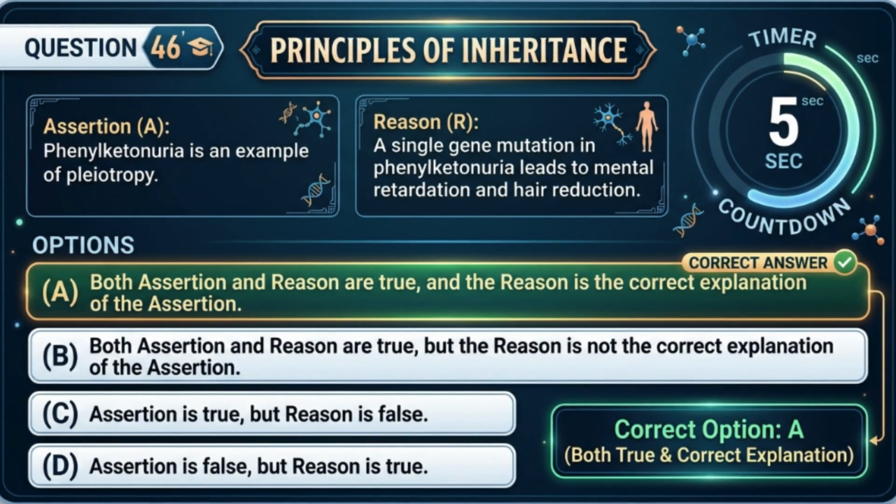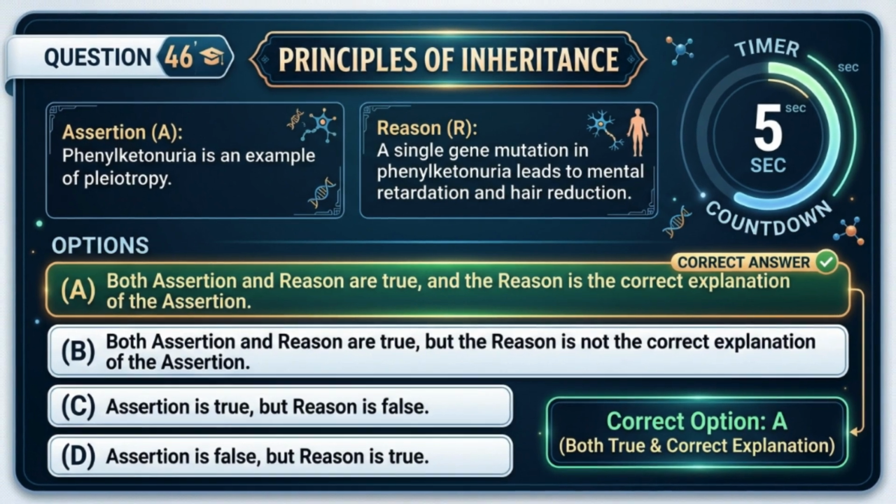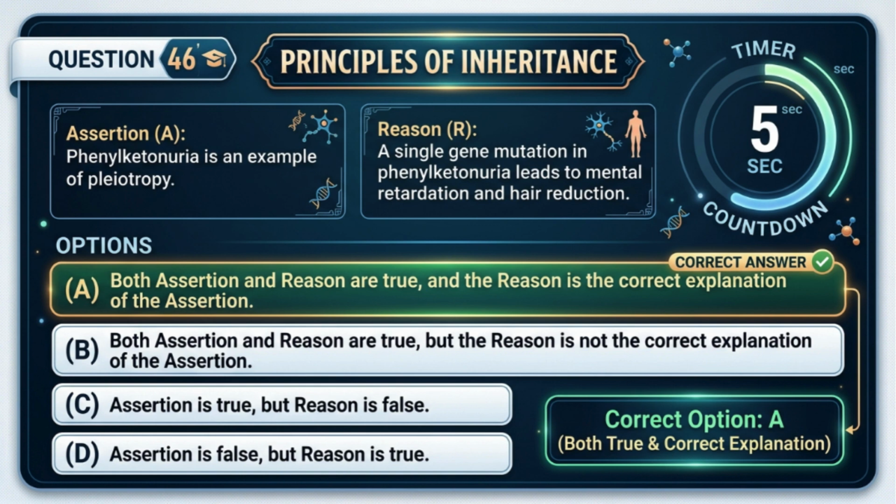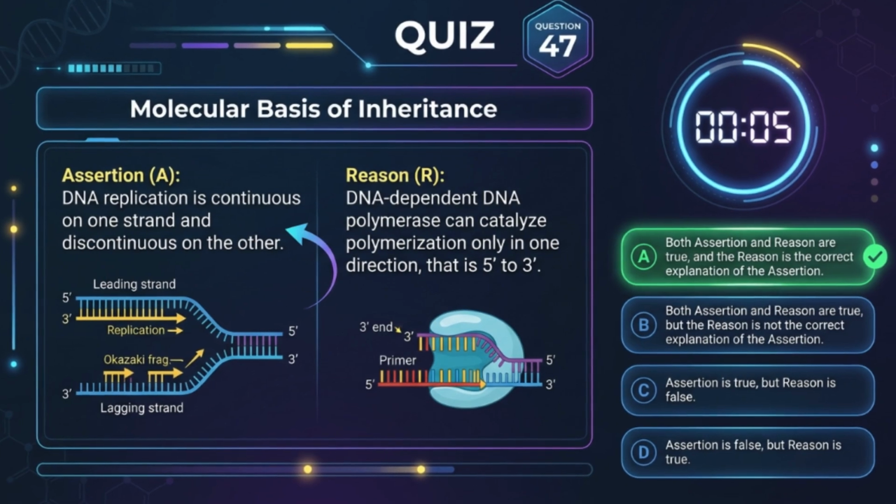Question 46. Principles of inheritance. Assertion A: Phenylketonuria is an example of pleiotropy. Reason R: A single gene mutation in phenylketonuria leads to mental retardation and hair reduction. 3, 2, 1. Phenylketonuria is a classic example of pleiotropy. Why? Because a single gene mutation results in multiple unrelated phenotypic expressions, like mental retardation and skin pigmentation changes. Option is A.